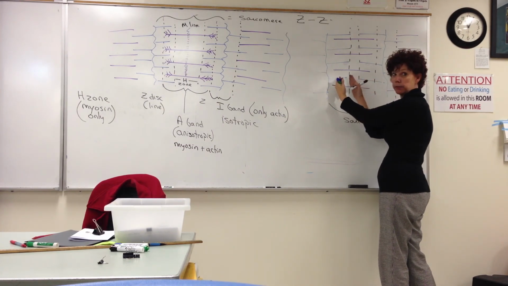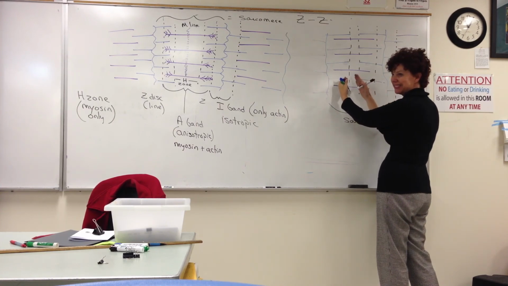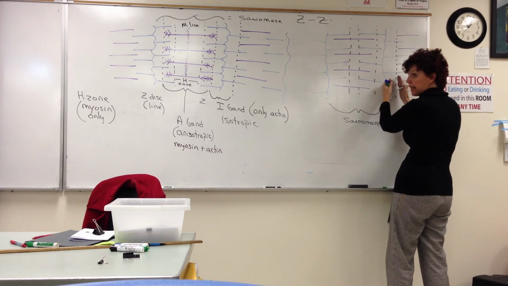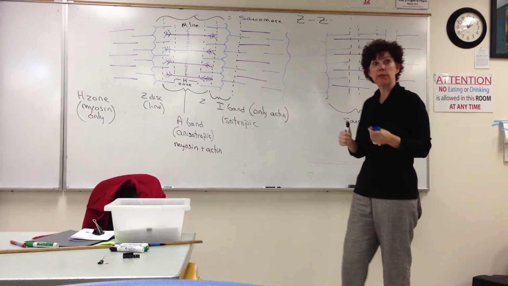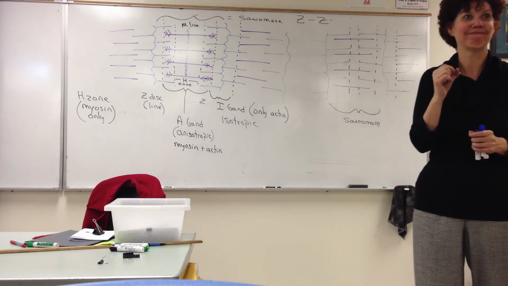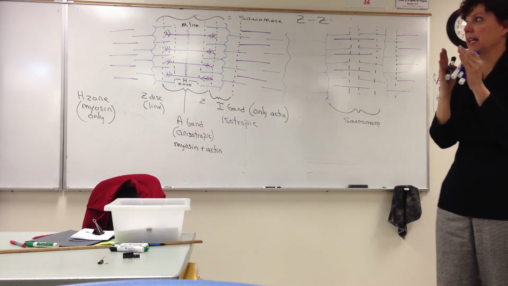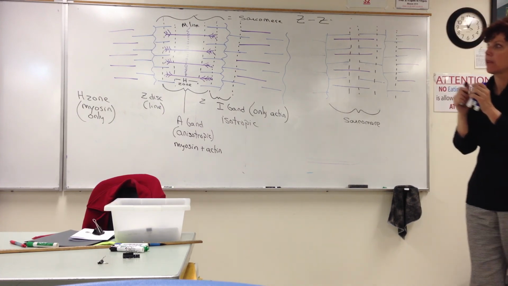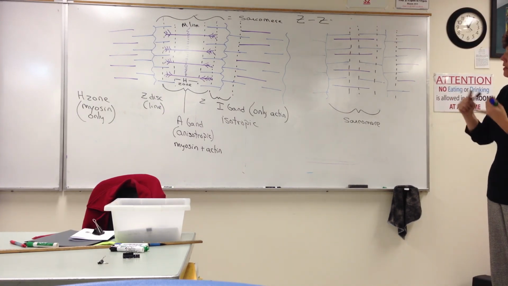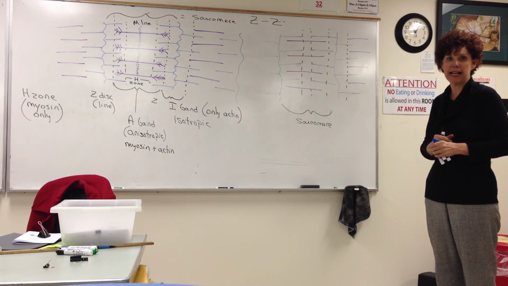Because the actin moved towards the center. Therefore, the two Z discs move towards each other. And this one will move towards that one. So when a muscle contracts, remember we said the sarcomere is the smallest unit of contraction. So yes, it gets shorter. All right. So the sarcomere will get shorter. The distance between the two Z discs will become less when a muscle cell contracts.